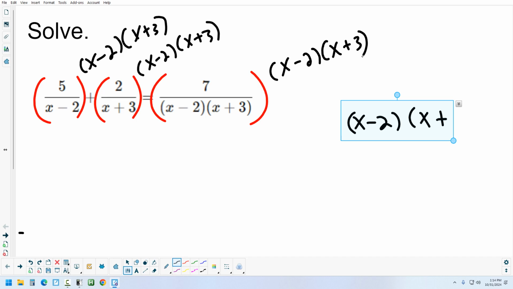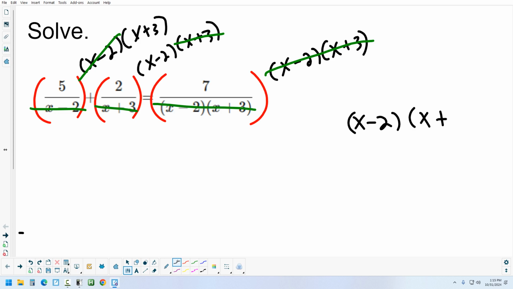When I do that in the first fraction, what cancels out? x minus 2. Right, you're dividing by x minus 2, multiplying by x minus 2. How about the second fraction? x plus 3. You're dividing by x plus 3, multiplying by x plus 3. Third fraction, well, all of it. Dividing by that, and then you're multiplying by that. Okay, so now we have to write down whatever we have left.